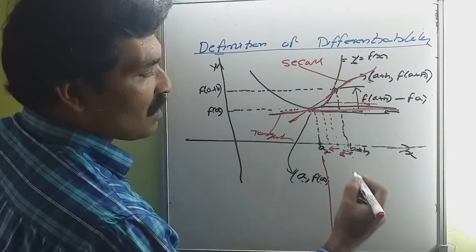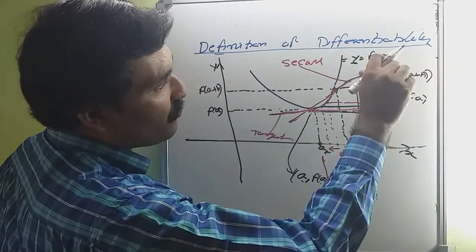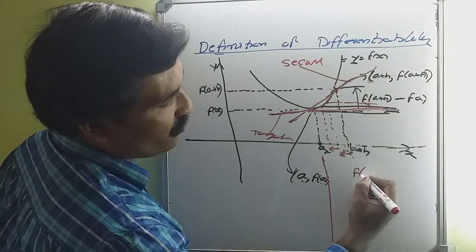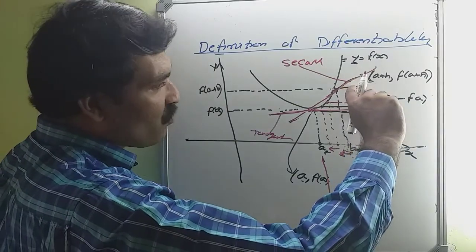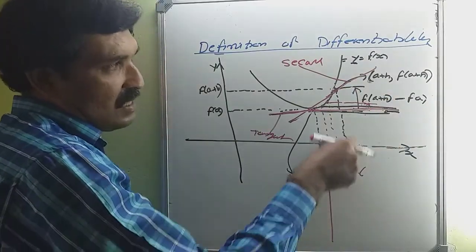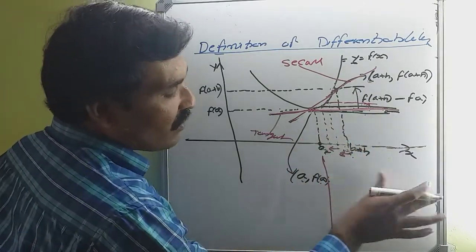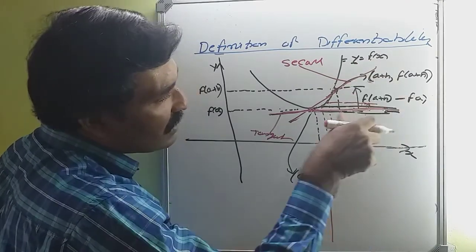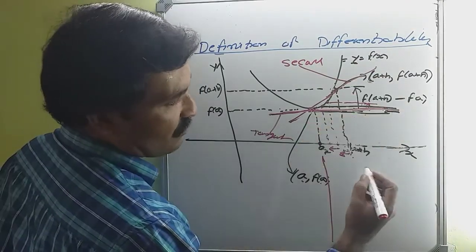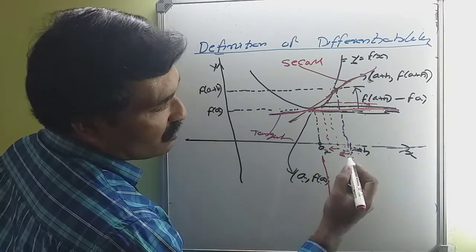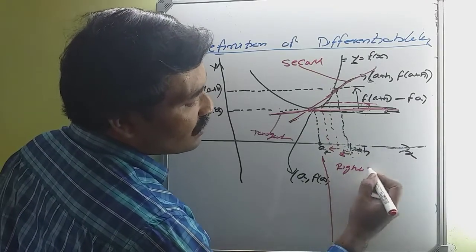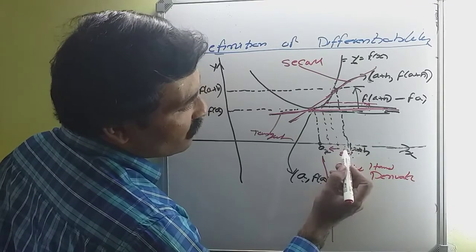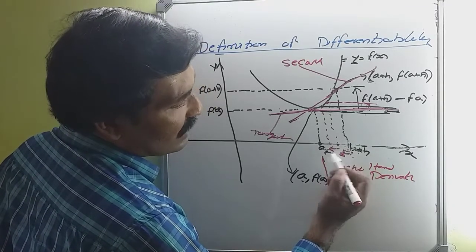The condition we can write is: this height is f of a plus h, so this is the change in y and this is the change in x. Our derivative is defined as the ratio of the change in y to the change in x. Since we are approaching from the right side, we are defining the right hand derivative.